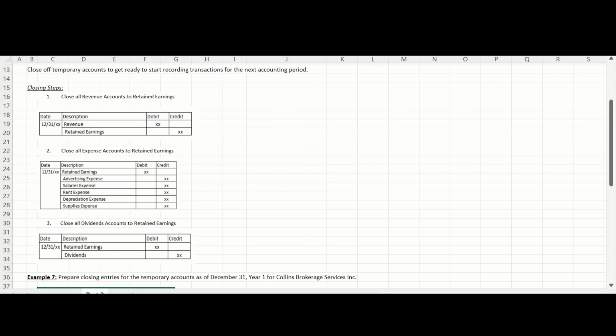And the last step is to close the dividend accounts to retained earnings. Similar to expenses, dividends have a debit normal balance. As such, the amount of dividends will be debited to retained earnings when the account is closed.